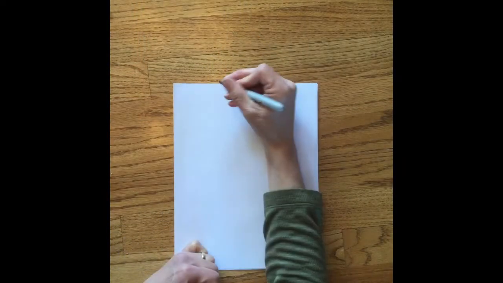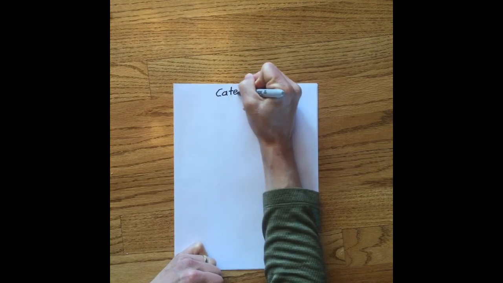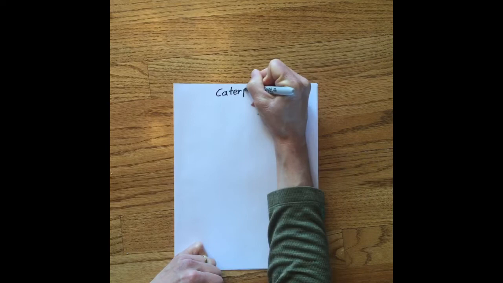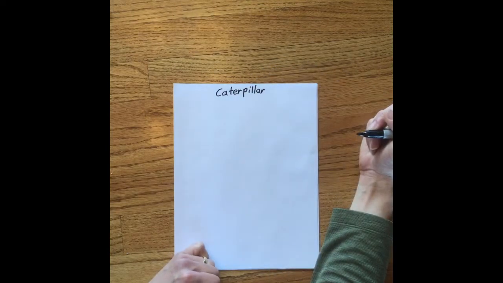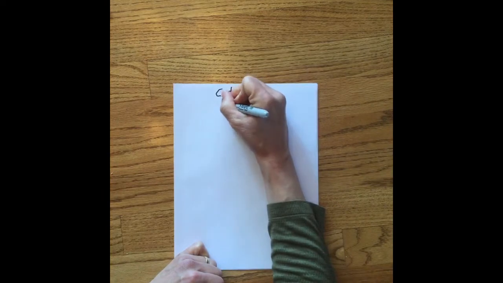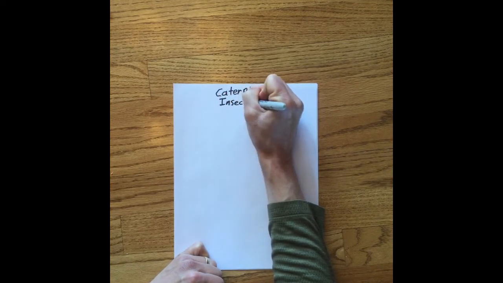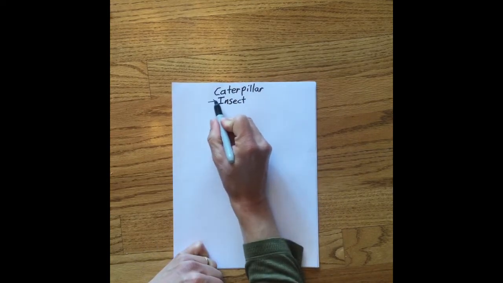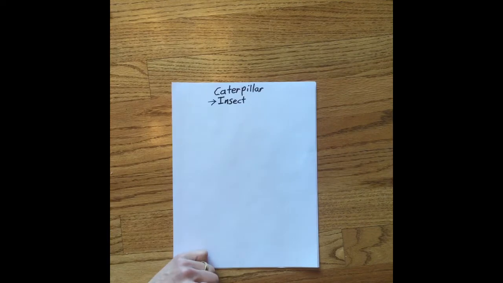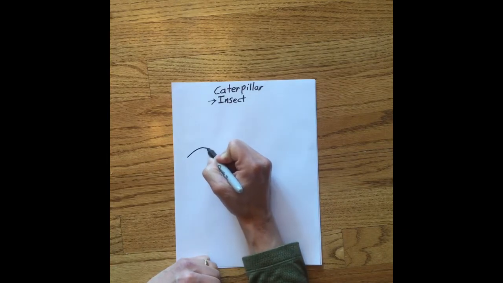All right, so today we're gonna be drawing a caterpillar. And a caterpillar is a type of insect. Can everyone say insect? Insect.